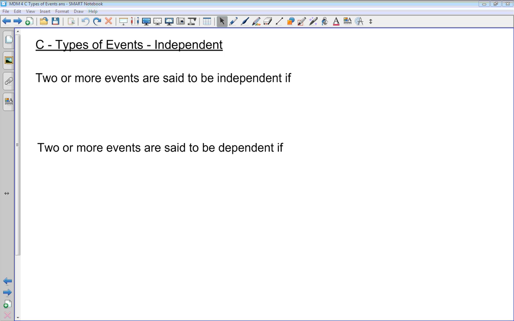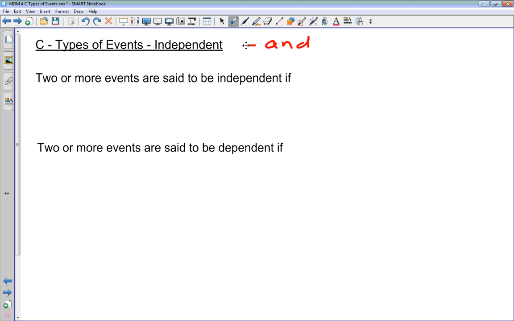Continuing on with our discussion of different types of events, we're now going to look at what it means for two events to be independent or dependent. What we're going to find is that whether the events are independent or dependent is going to become crucial when we're looking at probability questions involving the word "and," where we're looking at the probability of some event and another event occurring as well. Remember, with mutually exclusive events, we were interested in whether they were mutually exclusive or not when we were looking at "or" type questions.